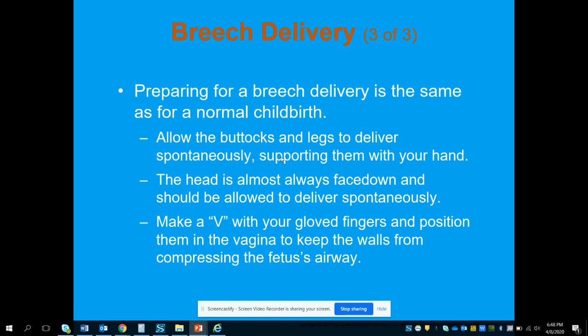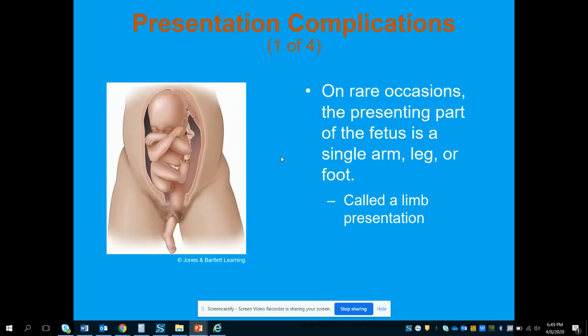The head is usually face down here and should be allowed to deliver spontaneously again on its own, but the difference here is that you want to make a V with your gloved fingers and position them inside of the vagina to keep the walls from compressing the airway. So this is only one of 2 times that you are going to put your fingers into the vagina, and it's very important that you make a V around the baby's mouth and nose. It's less about supporting the face and more about spreading the walls of the vagina so that they do not compress down around the neck and the airway. So create that V pocket for them to be able to breathe.